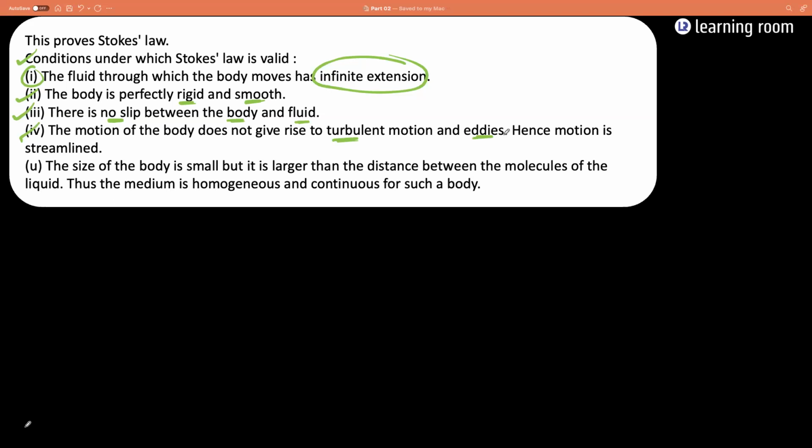Fourth, the motion of the object does not give rise to turbulent motion or eddies. Eddies means circular motion of something. Hence, in this case, the motion is supposed to be streamlined. And the last of all is, the size of the object is small, but it is larger than the distance between the molecules of the liquid. Thus, a medium should be homogeneous and continuous for such a body. Okay. So these are all the conditions under which Stokes' law is applicable. There is only a theoretical part. You can just take a screenshot of it. Don't sit and copy it. We'll move on to the next concept, that is terminal velocity.